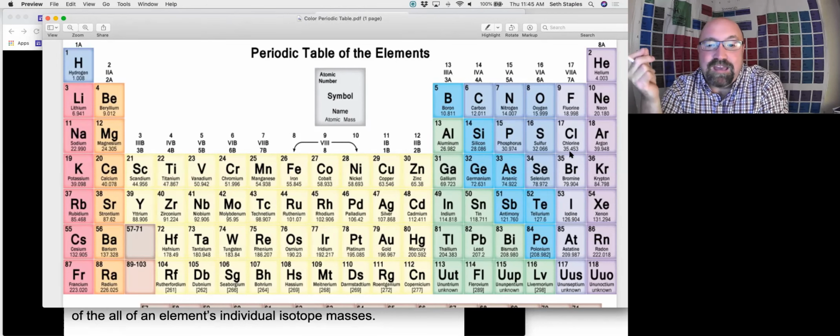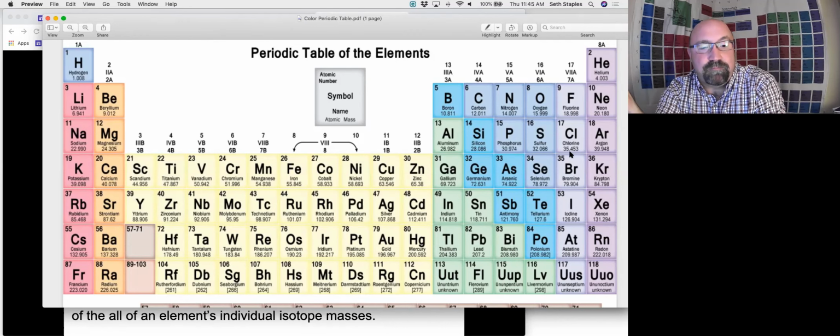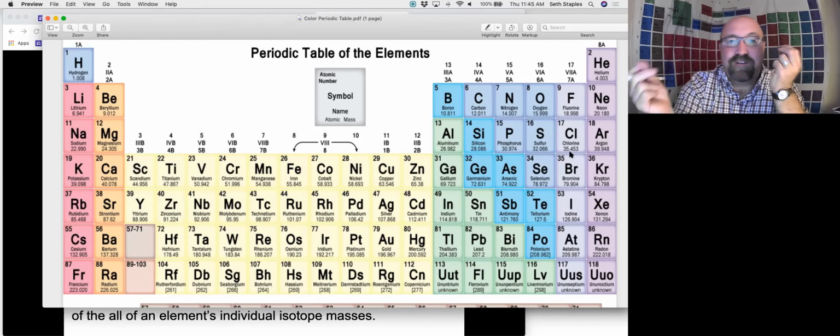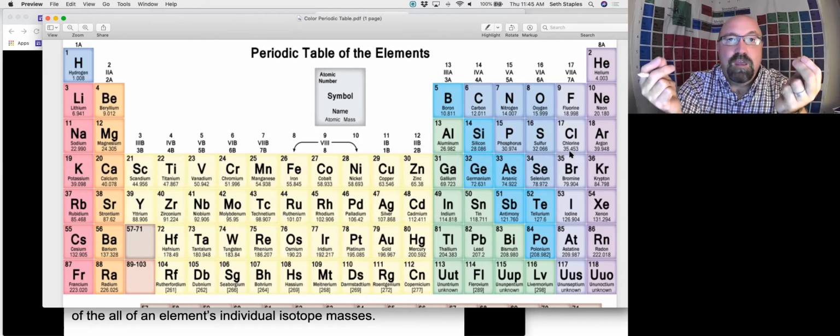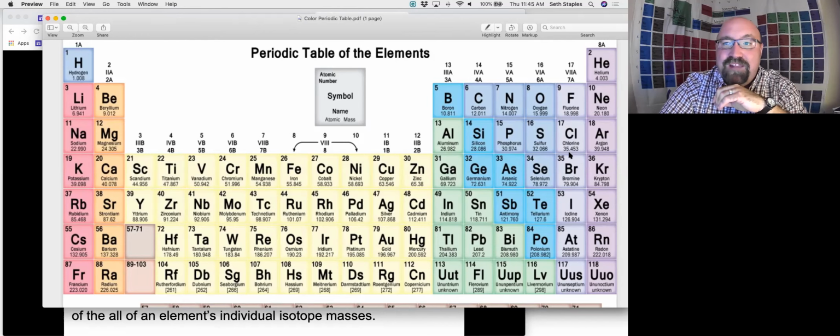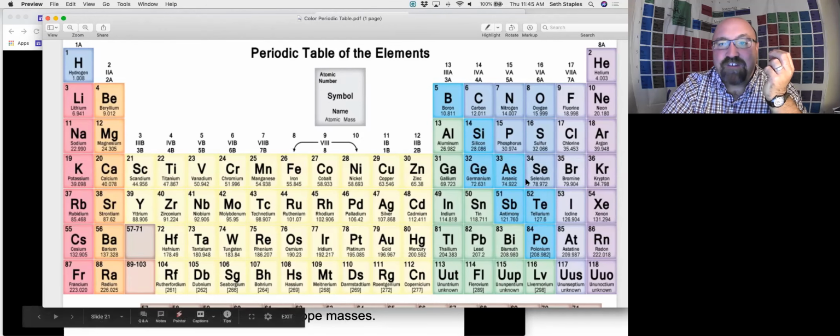Because some of the chlorine that exists is going to be chlorine 35 and some is chlorine 37. And chlorine 35 and chlorine 37 are going to have different masses because they have a differing number of neutrons, making them isotopes. And so the atomic mass, this 35.453, takes that into account. It takes into account that some of the chlorine that we find is chlorine 35 and some of it is chlorine 37. And so what we need to look at then is how we actually calculate this number. How do we come up with this 35.453?